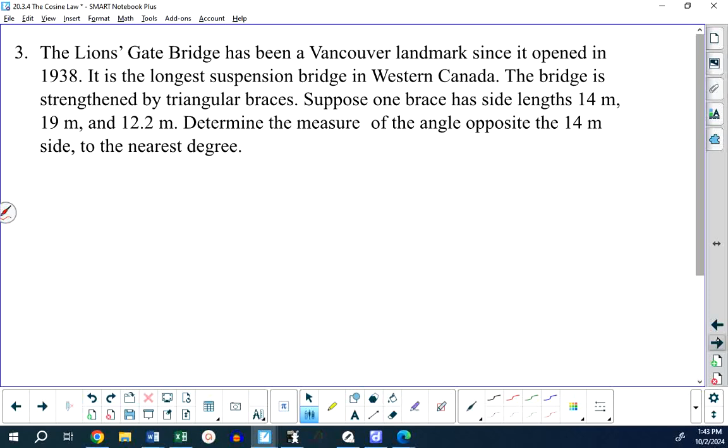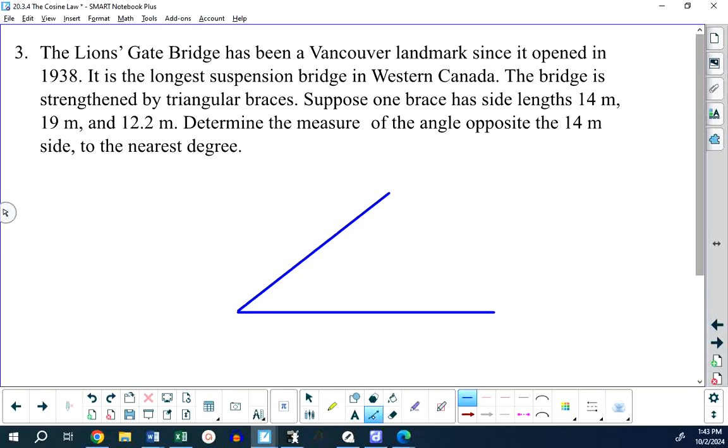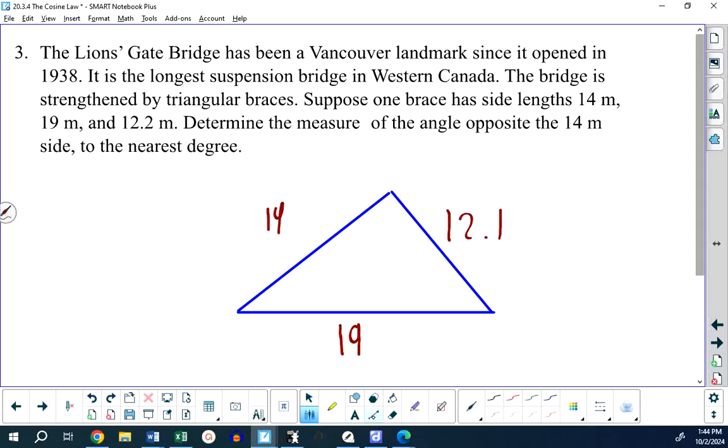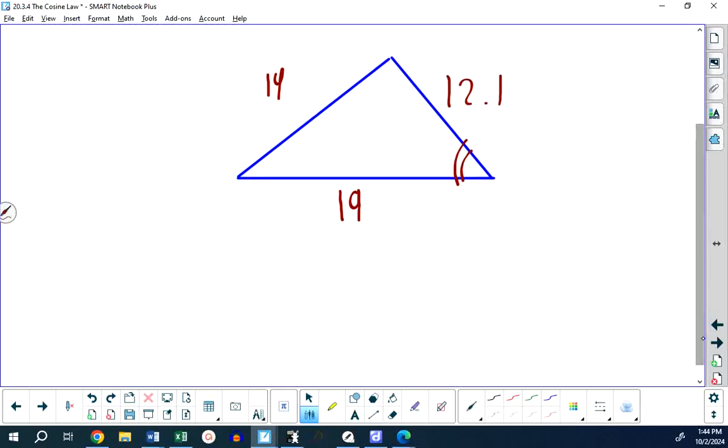You connect the ends. So we take the longest piece and we connect the next longest piece, which is 14, which is a little bit less than 19, and then we connect the 12.2, and I don't particularly care how accurate this is as long as it looks reasonable. This is 19, 14, and 12.2. Determine that angle. Well, you cannot use the sine law, so you have to use the cosine law.